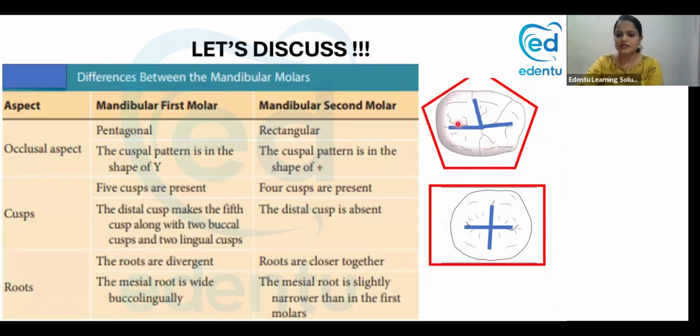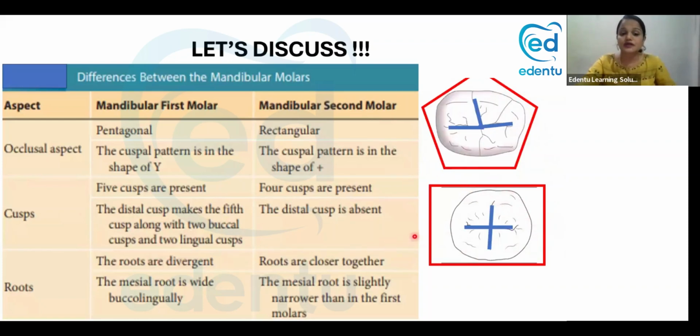The cuspal pattern is in the shape of Y. Since 3 cusps are there, it will usually be in the pattern of Y in case of the first molar, and in case of the second molar, it will be like a plus sign. 5 cusps are present in the first molar and only 4 in the second molar. The distal cusp is the extra cusp that is present here, along with the 2 buccal and the lingual cusps. And in case of the second molar, the distal cusp is absent.